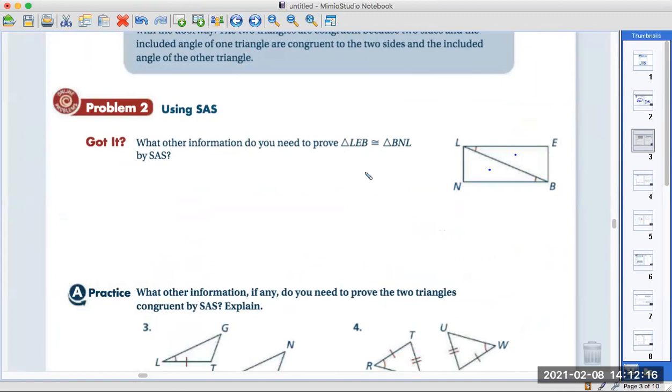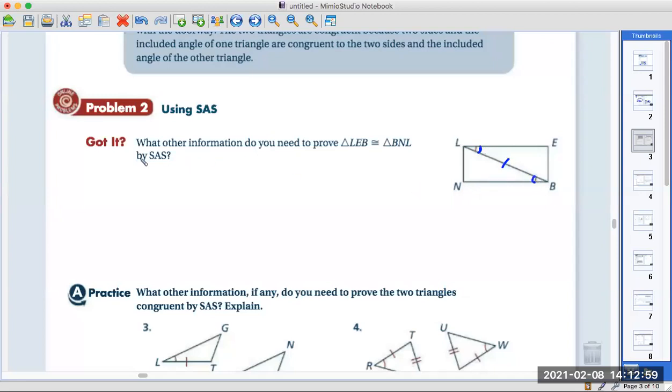Notice we've got two triangles and they're named for us. L goes with B, E goes with N, and B goes with L. The way they're listed is the corresponding parts. And notice, listen guys, anytime a side is common to both triangles, you have to mark it yourself. This side, LB, is common to both triangles, so you need to mark it yourself. Don't overlook that. And we've got this angle and this angle.